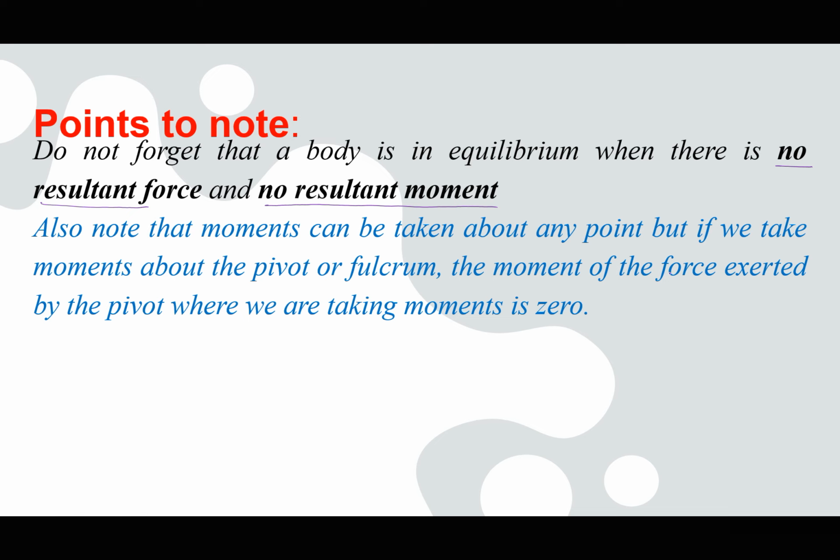But if we take moments about the pivot or fulcrum, the moment of the force exerted by the pivot, where we are taking moments, is always zero. So the moment exerted at the point where we are taking moments will always be zero, because the perpendicular distance of that force from the point where we are taking moments is going to be zero.